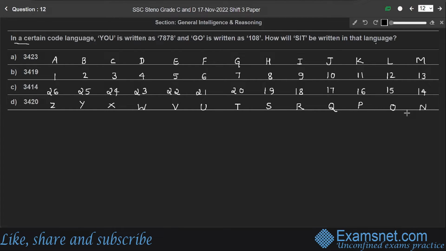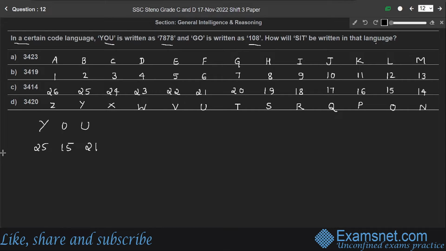Question number 12. In a certain code language, YOU is written as 7878, GO is written as 108. How will SIT be written in that language? For our reference, I have written the positional values of each alphabet. So YOU can be coded as Y-O-U. Here the positional value of Y is 25, of O is 15, and of U is 21. So YOU is written as 7878.